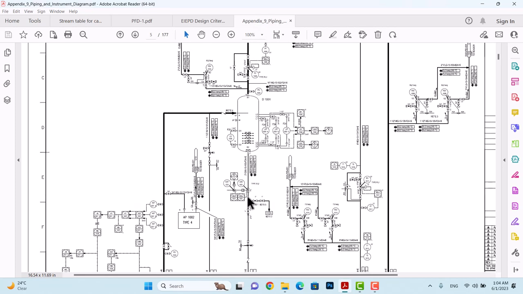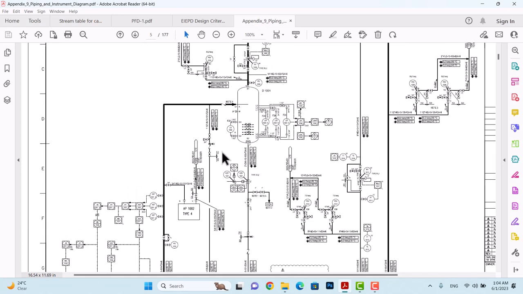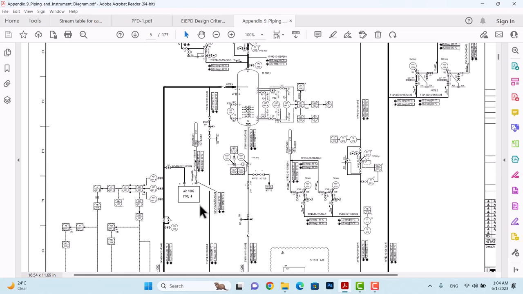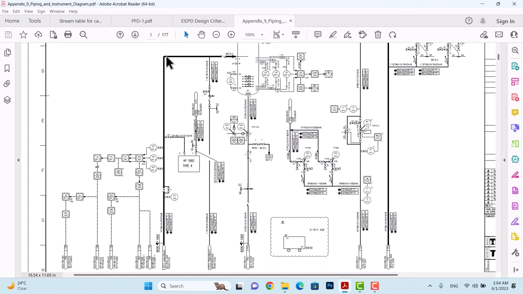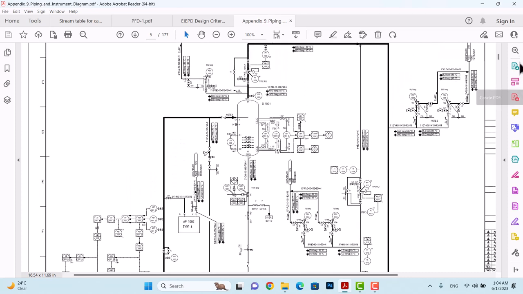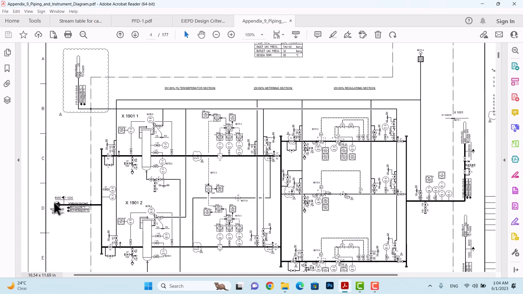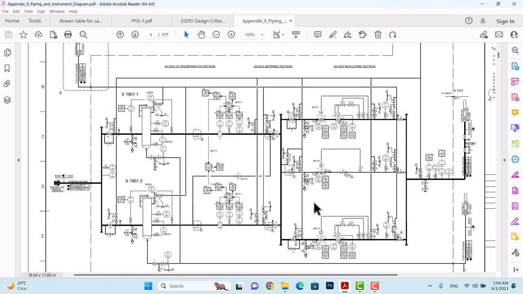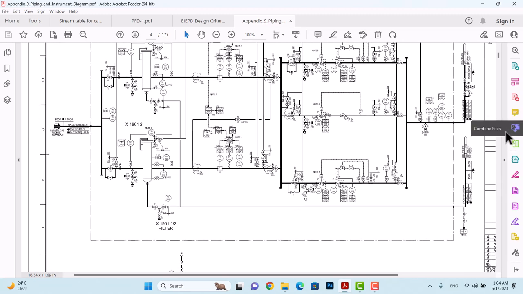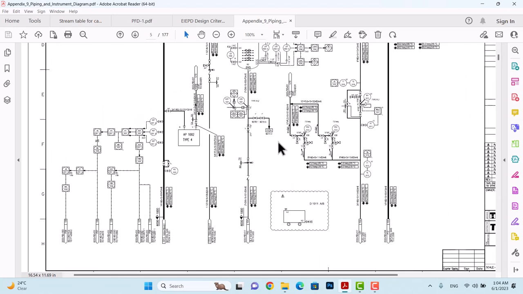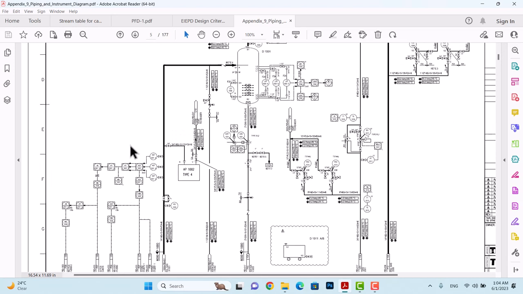And here is the knockout drum in detail in the P&ID, and here is the line. Here you can see the line which is connected to this one. Let me show you the page before that one. And here is the gas station. The gas comes from another company after the filtrations, measurements and regulations. It goes to the knockout drum here. So our example involves the sizing of this line.